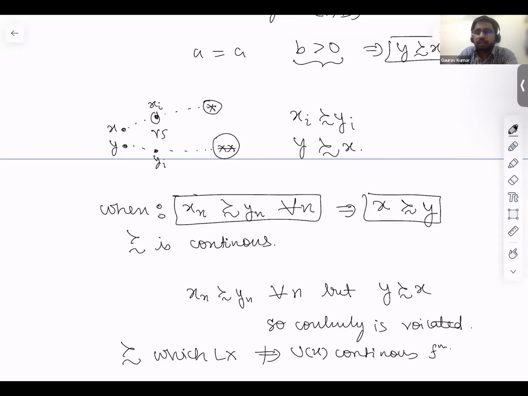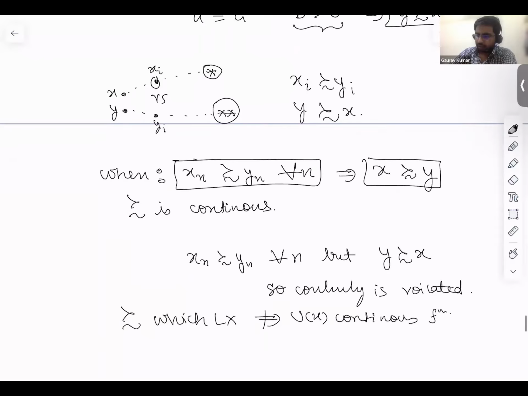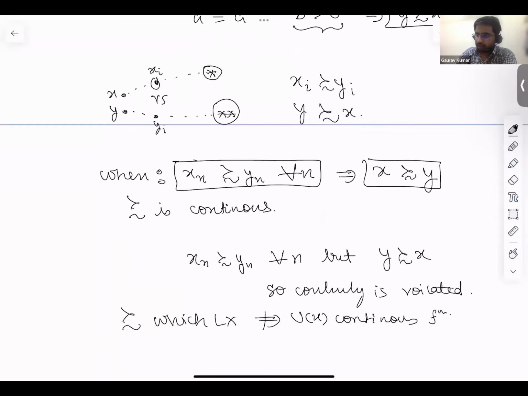Hello, sir. Am I audible? Yes, you're audible. Sir, my question was that in the subjective paper, how literally do we have to write? For example, in the last line you wrote that LX does not mean that UX is continuous. So LX is lexicographic. You can't use these terms.